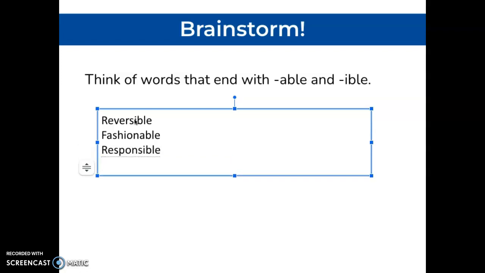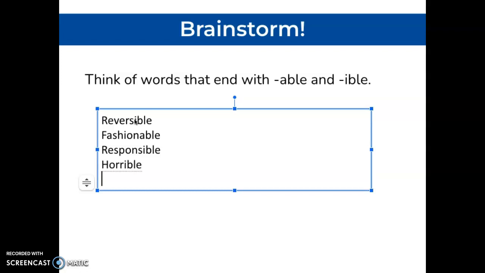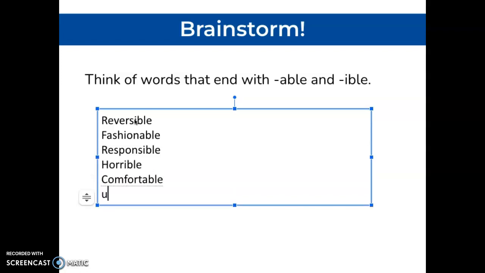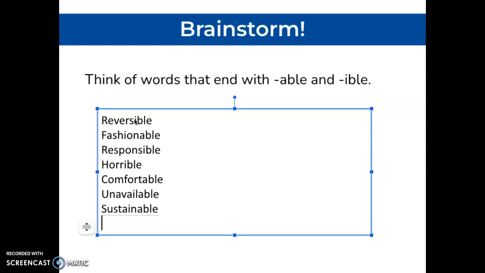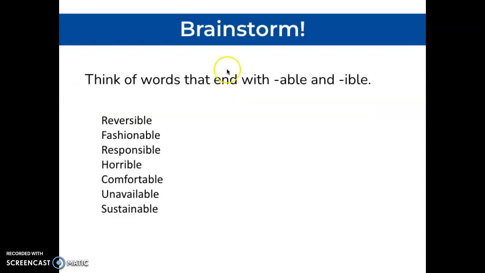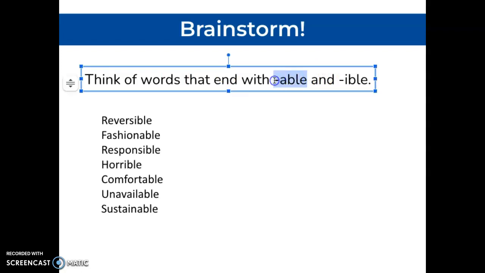Responsible, horrible, comfortable, that's another one. Unavailable or available, they both have able at the end. And maybe the last one, sustainable. All right, so these are all words that end with the suffix able or ible at the end.